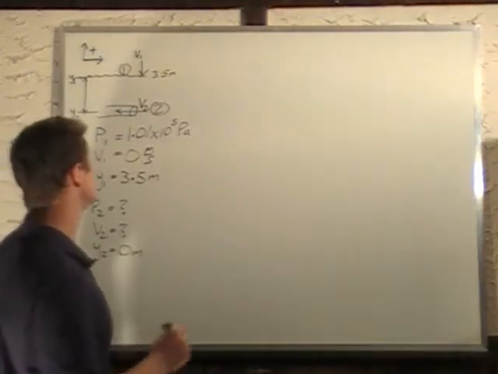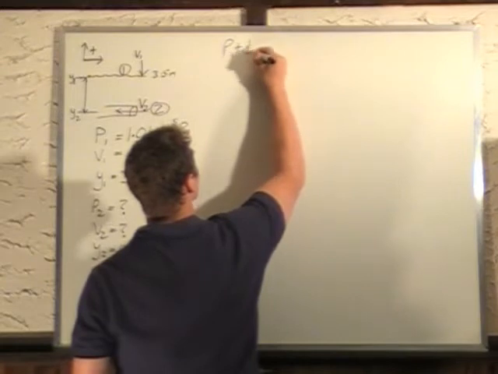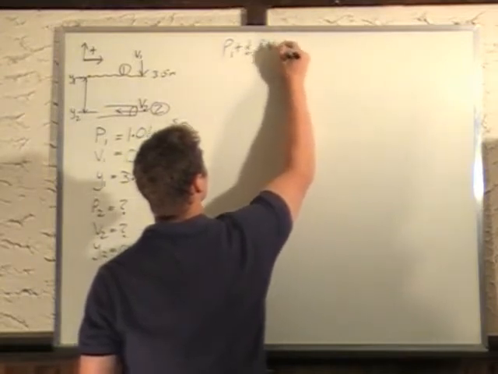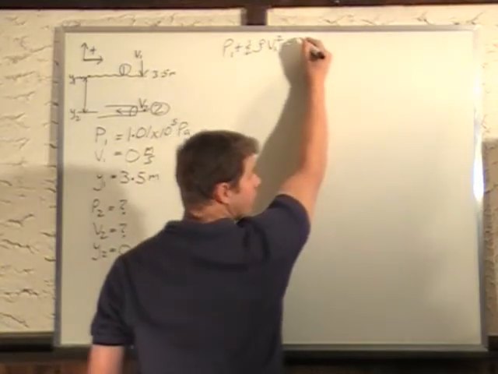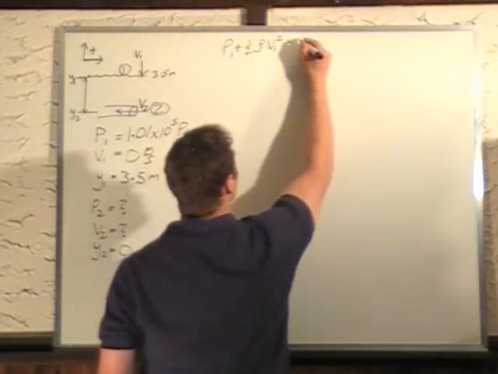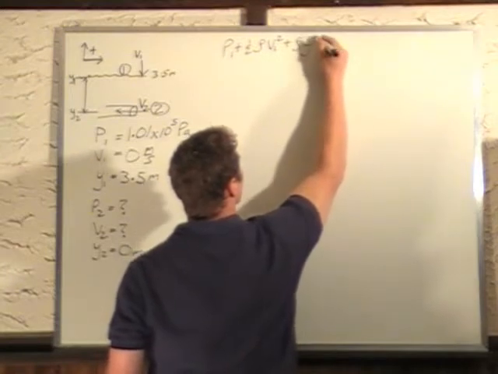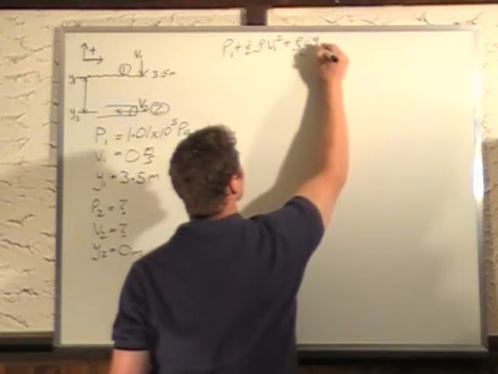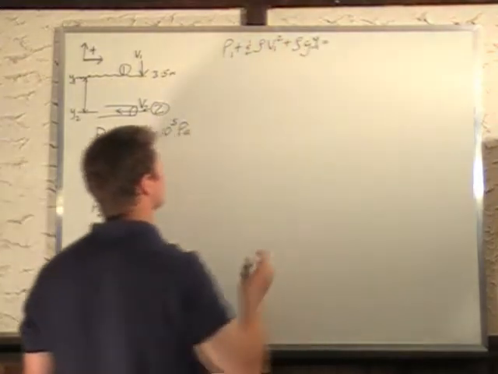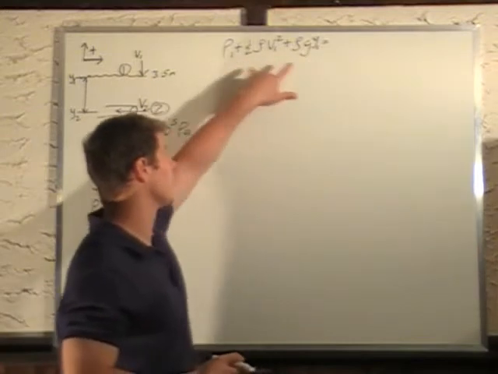So we're going to use Bernoulli's equation. Pressure 1 plus 1/2 rho V1 squared plus rho G Y1. So, in a liquid, this is a constant always, in a flowing liquid.